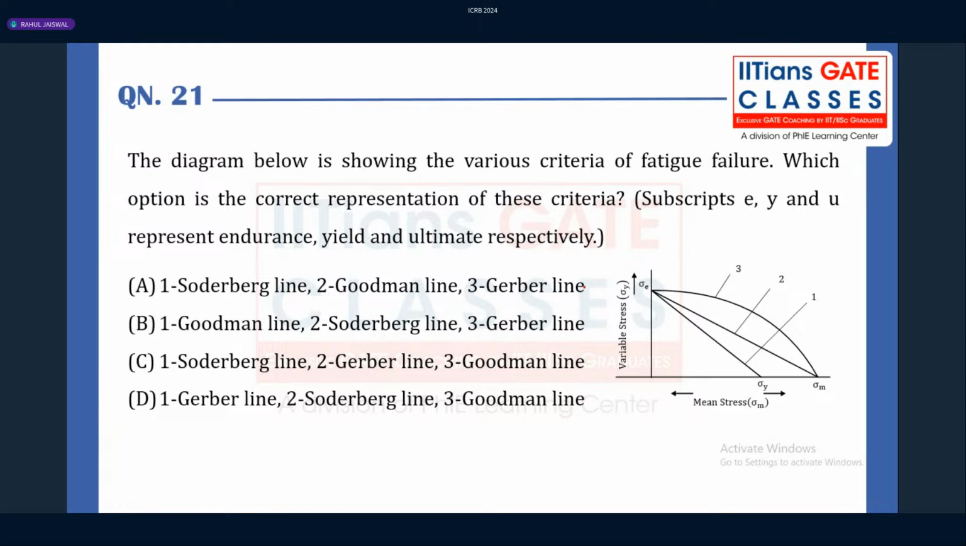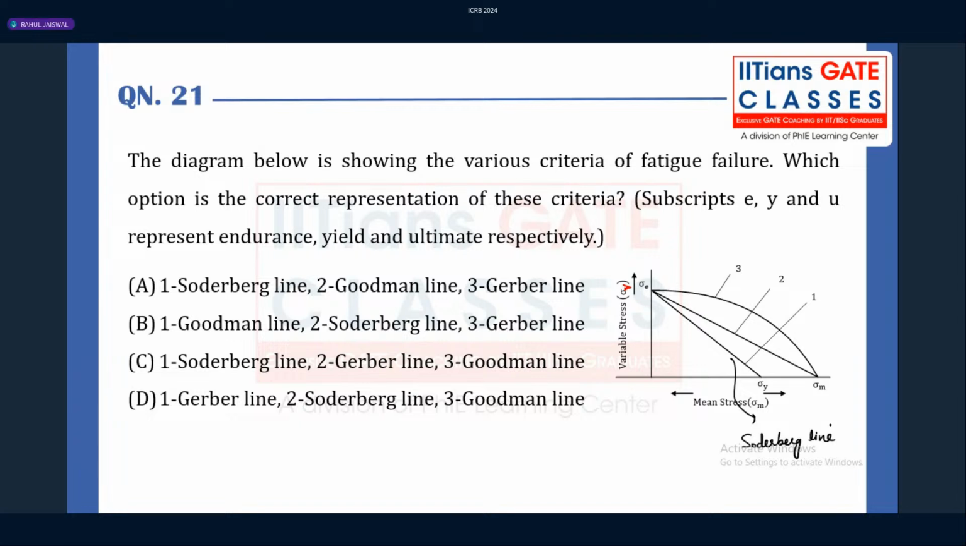So this is the graph we have seen: variable stress versus mean stress. If you look into this, then what is the graph for one, guys? Which is connecting the line from the endurance strength to the yield strength. Definitely, it is nothing but the Soderberg line, right? So this line is basically the Soderberg line, which is the safest theory, a good theory for ductile material.